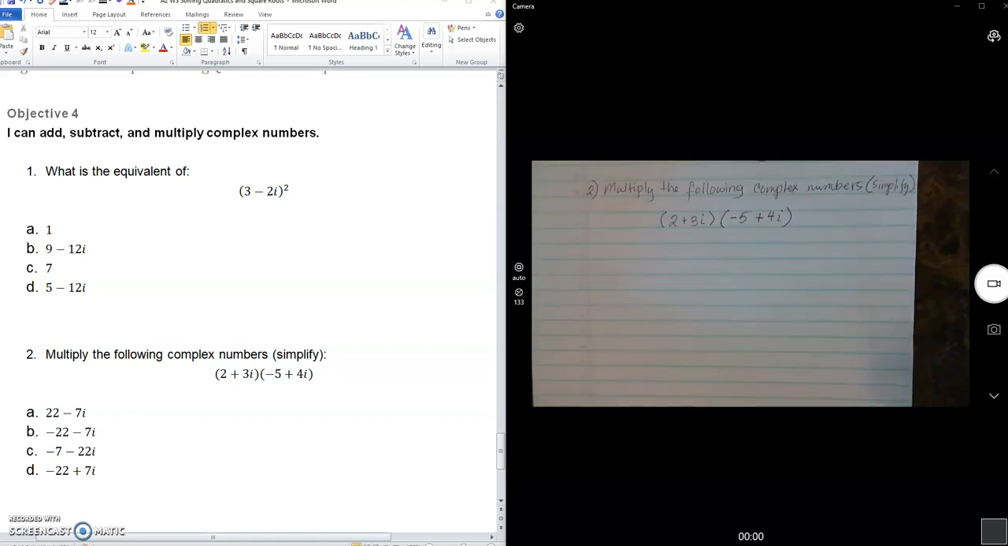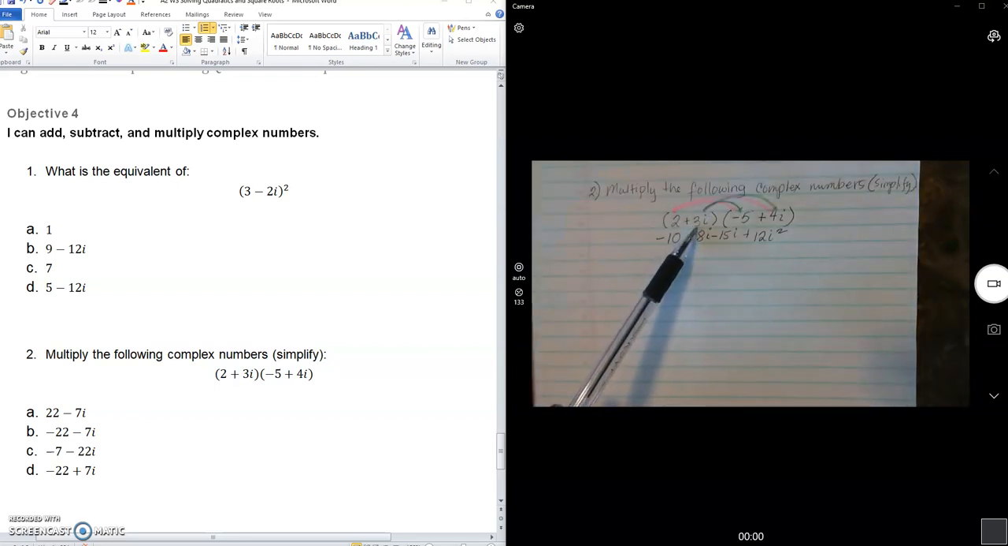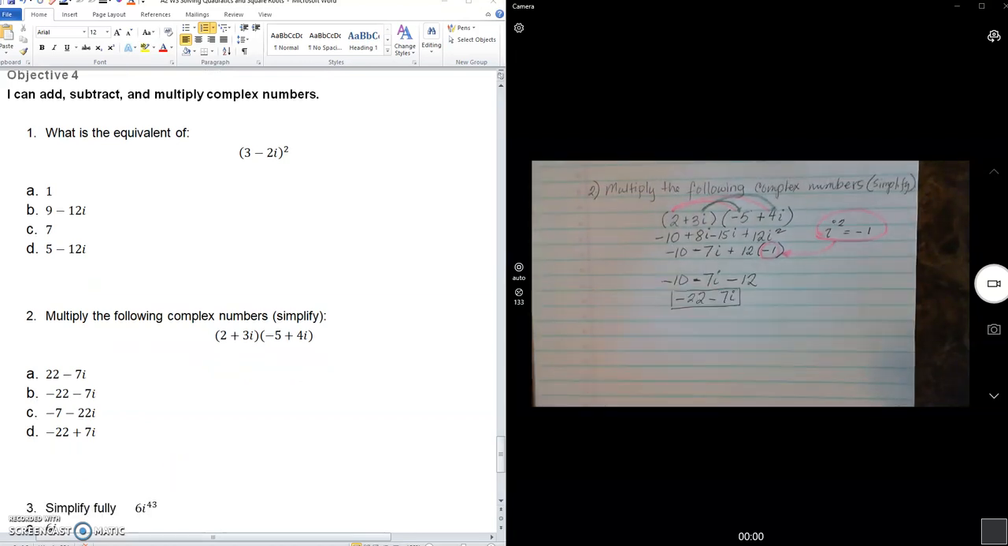Let's now go to example number 2. Multiply the following complex numbers, simplify. You're going to use the FOIL method or just the same distribute. Times negative 5 is negative 10. And then 2 times 4i is positive 8i. 3i times negative 5 is negative 15i. And then 3i times 4i is positive 12i squared. Simplify and substitute negative 1 in place of i squared. Our answer is letter B.